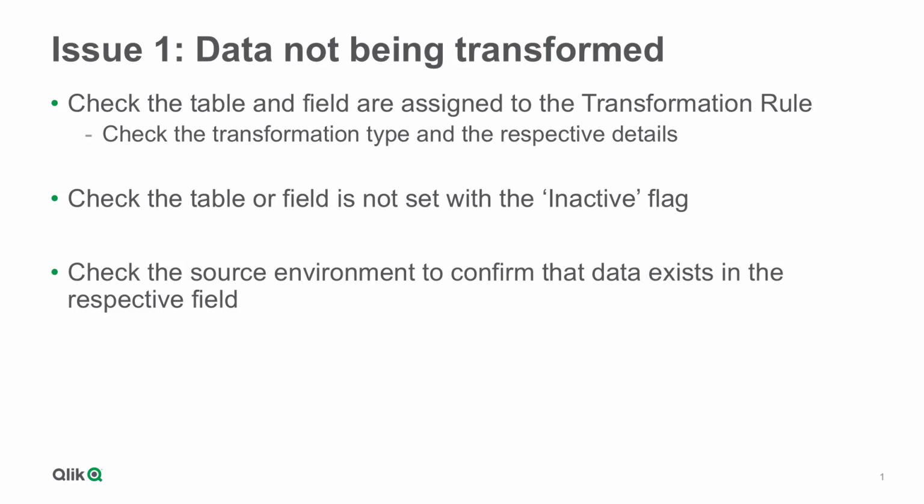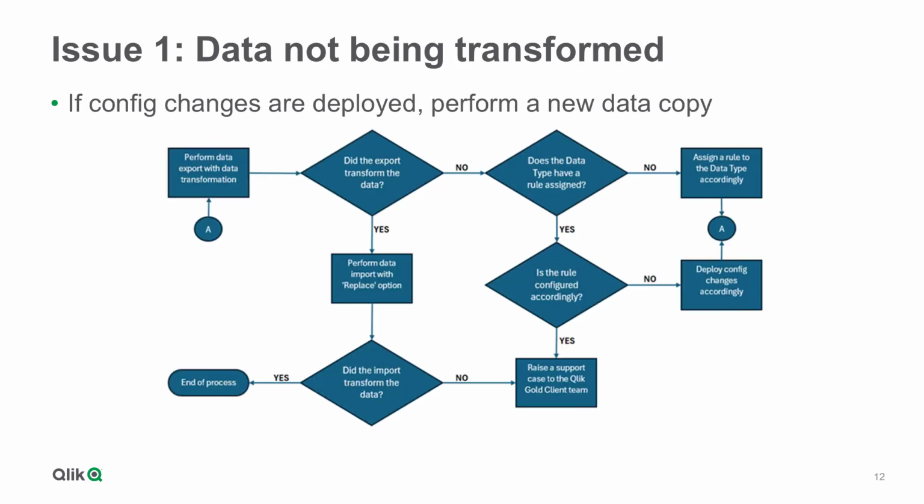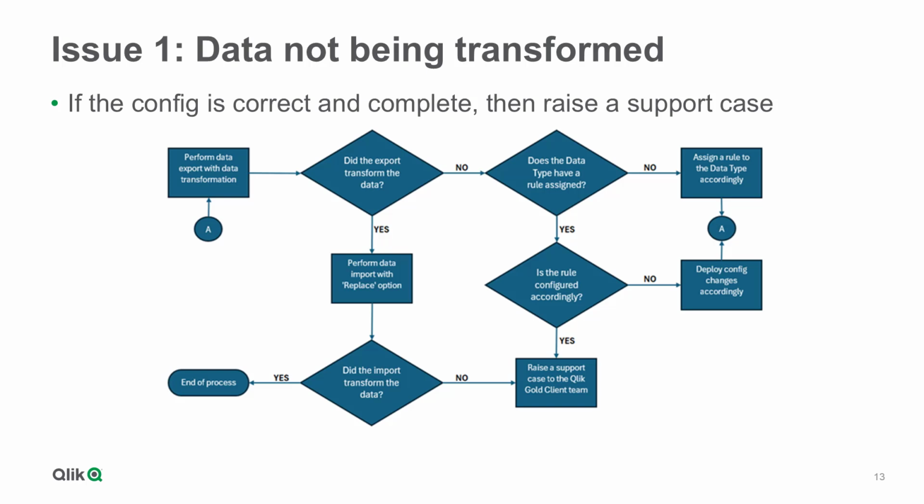And it may be necessary to check the source environment to confirm that data exists in the respective field, because the default behavior of Qlik Gold Client is to transform data only if it exists. If any changes are deployed to the transformation setup config, then perform a new data copy to see if the issue is resolved. However, if the configuration is correct and complete, and no other root causes are identified, then raise a support case to Qlik's Gold Client team so that they can provide the necessary support.